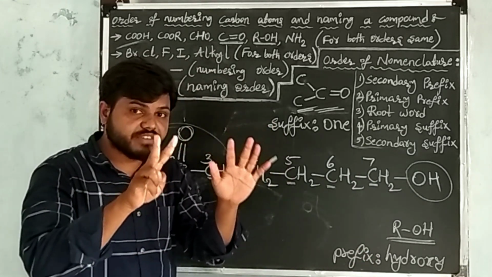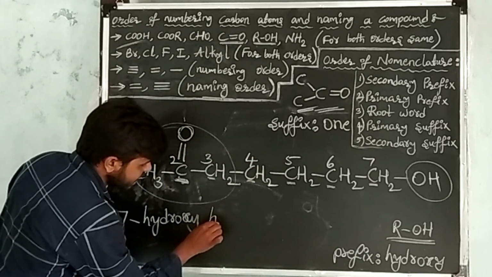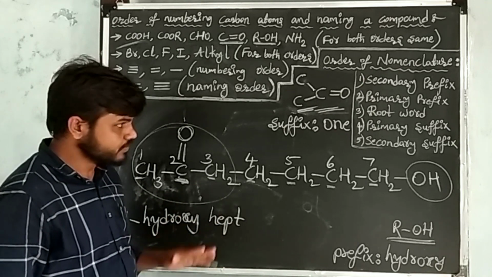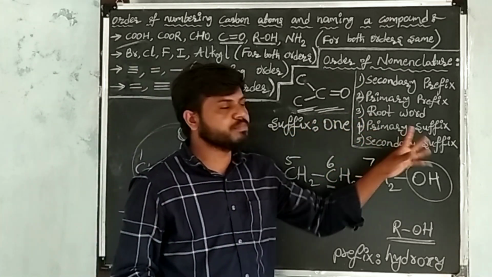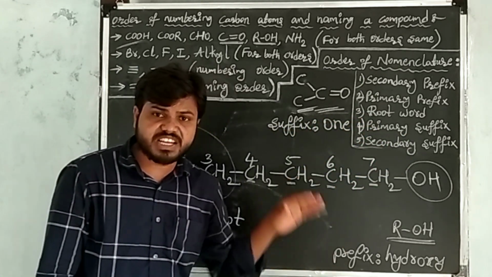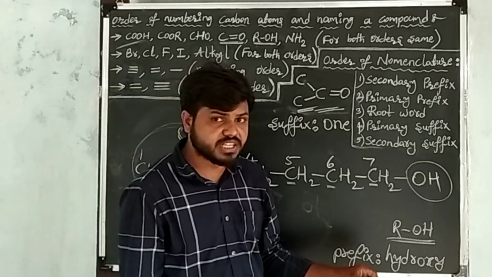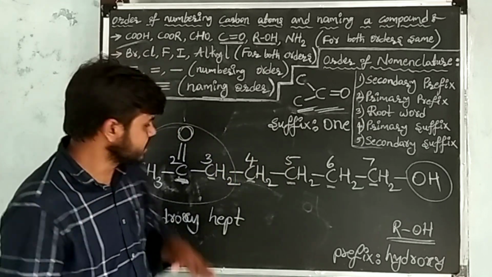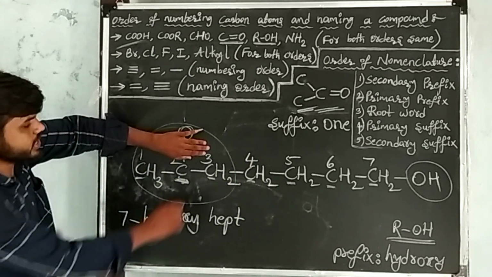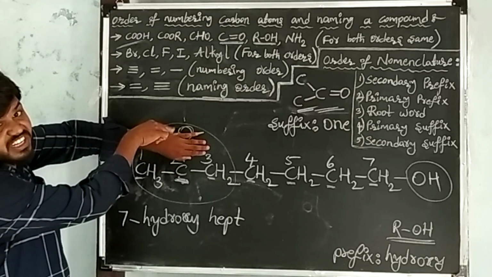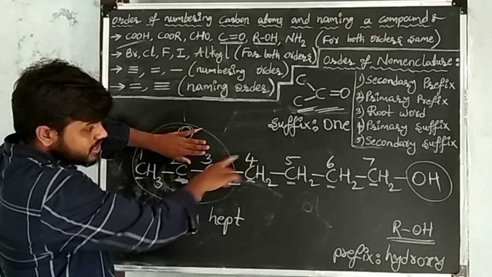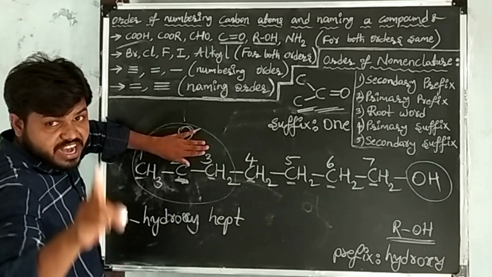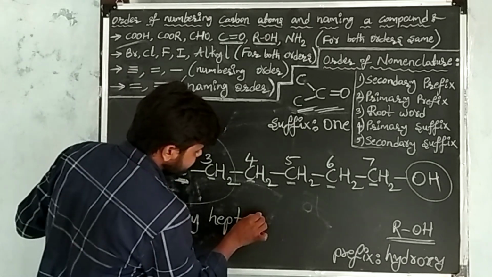Write the root word of 7 carbon atoms, that is hept. I am writing the root word of 7 carbon atoms, that is hept. I written root word. After writing root word, go to the primary suffix. Primary suffixes are single bonds, double bonds, triple bonds. Between every two atoms in the given carbon compound, single bonds are present. Except this double bond with oxygen, which means it is ketone, right? Leave that. Write the suffix of single bond, that is ane.